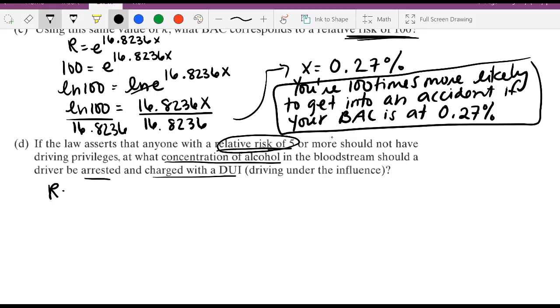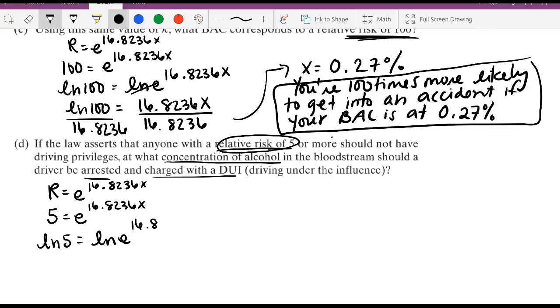So let's write the equation again. R equals e to the 16.8236x. They gave you 5 for the relative risk. So 5 equals e to the 16.8236x. I'm going to take the natural log of both sides. Okay. Then from here, we will have ln of 5 equals 16.8236x. I'm going to divide both sides by 16.8236.